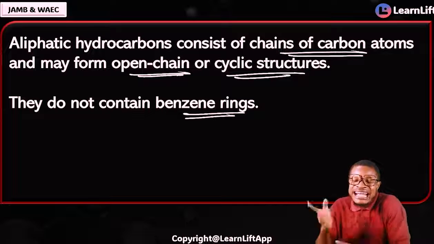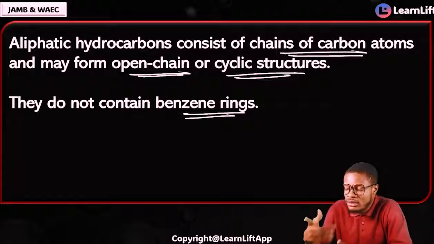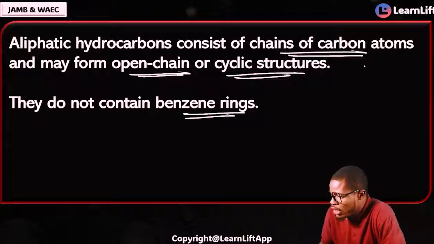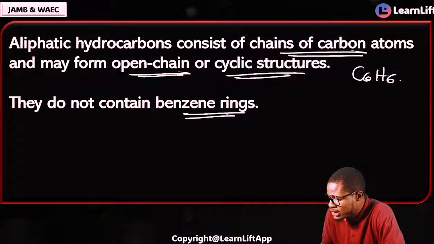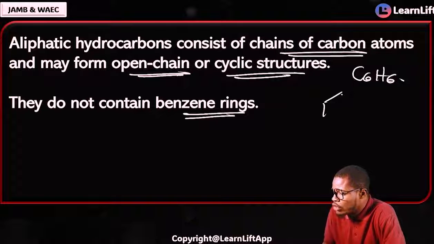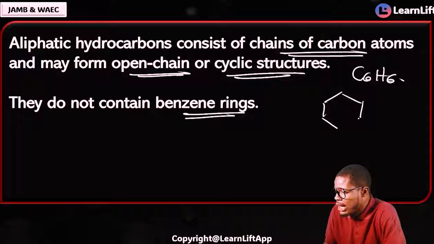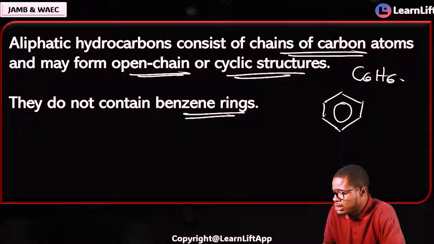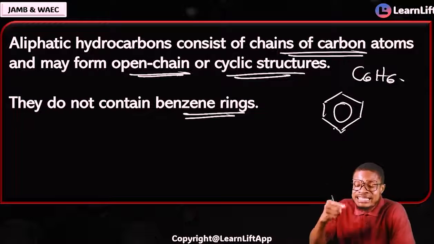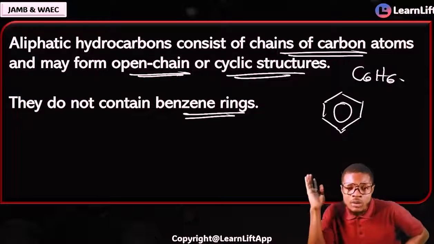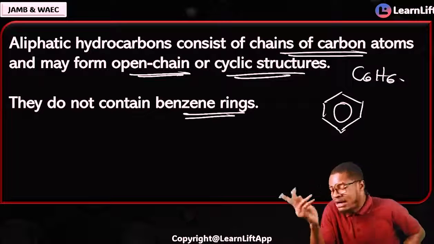Now, anything that has a benzene ring in it, how does benzene look? Your benzene is C6H6. And this is how we draw your benzene. As we move, you're going to learn a lot. This is how your benzene is, like this. Anything that contains a benzene ring is no longer what? Aliphatic hydrocarbon. You are now an aromatic hydrocarbon.